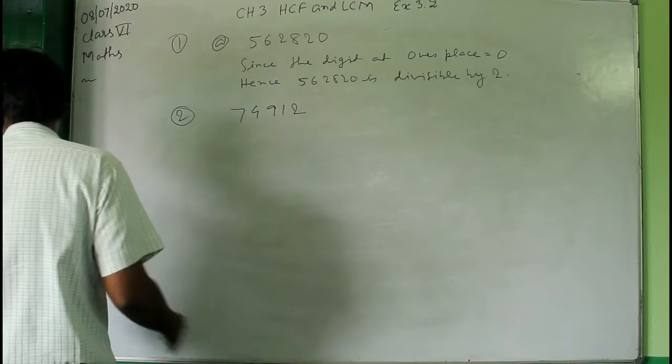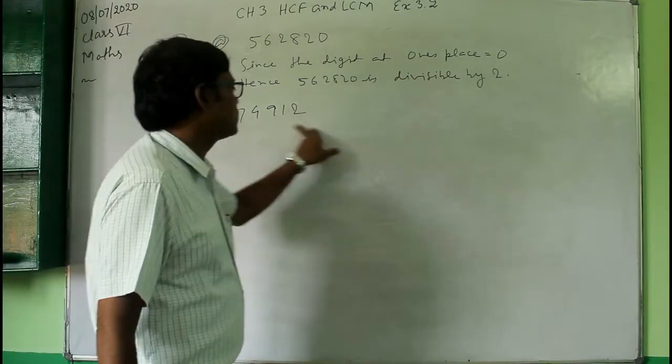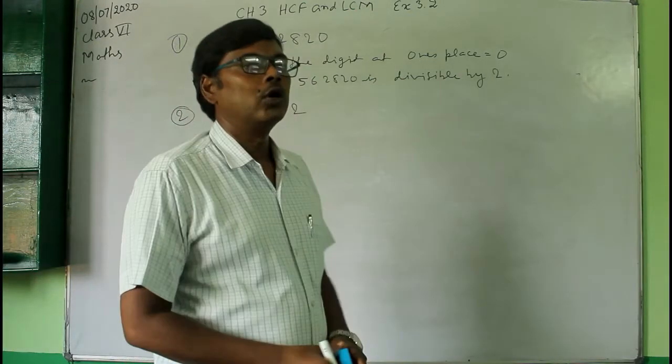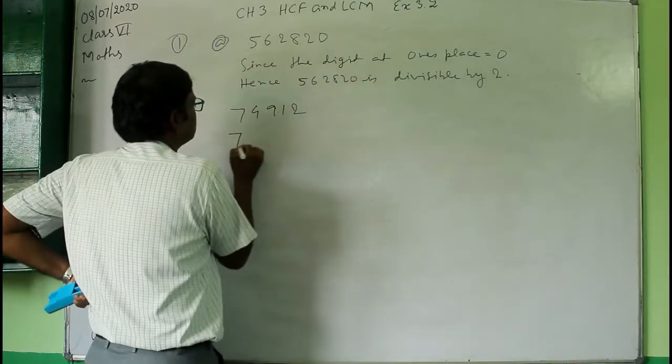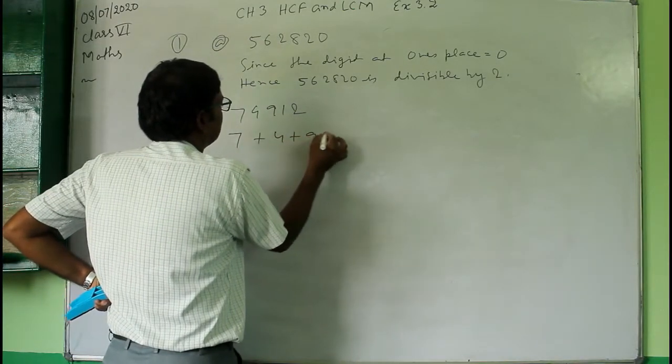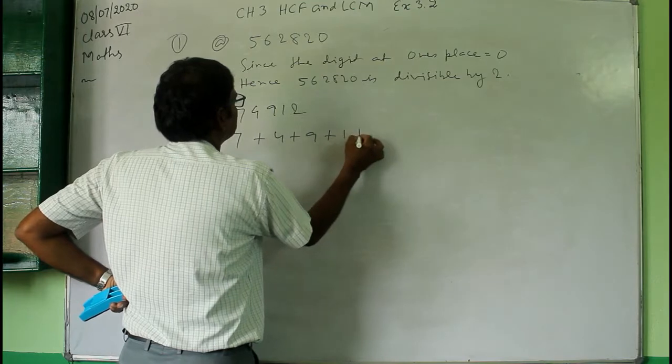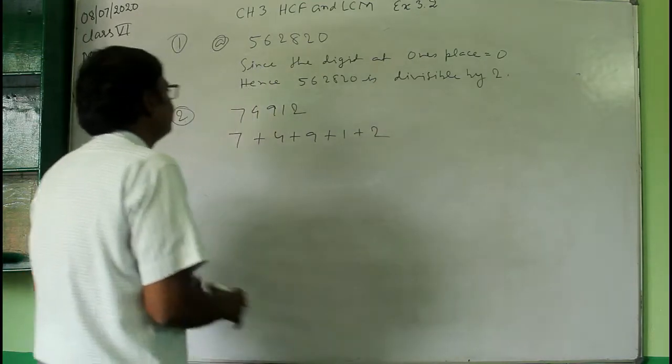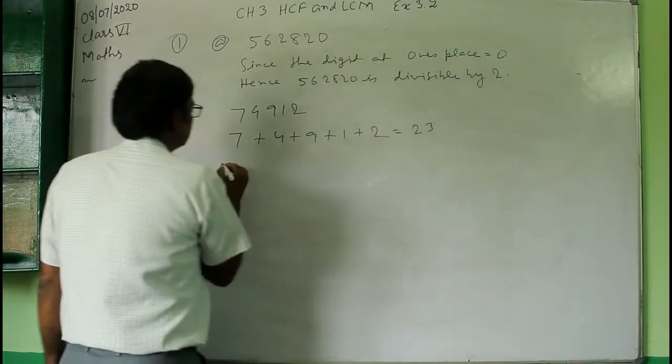So in this we have to test whether this number is divisible by 3 or not. Here, find the sum of the digits: 7 plus 4 plus 9 plus 1 plus 2. Now find the sum. It is 23 here.